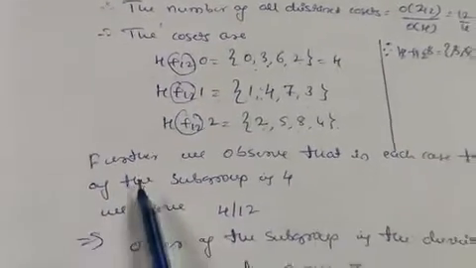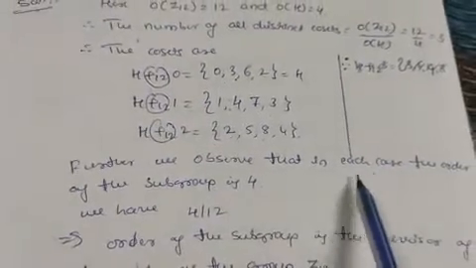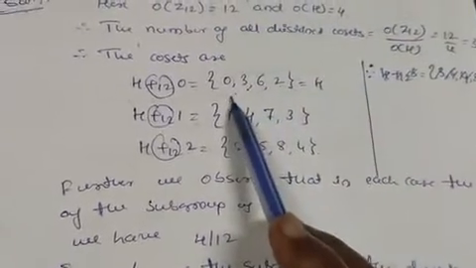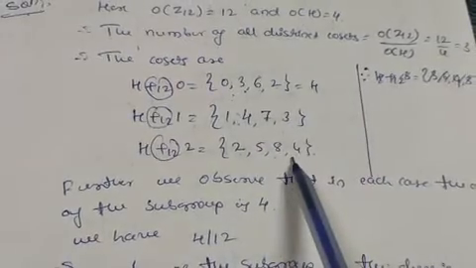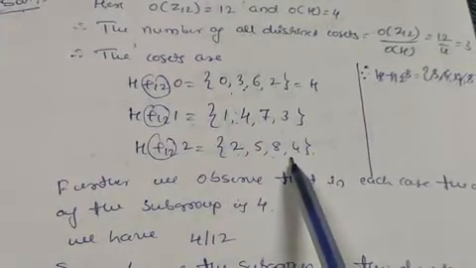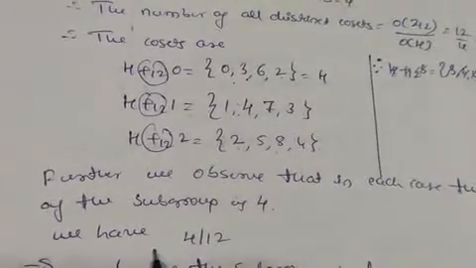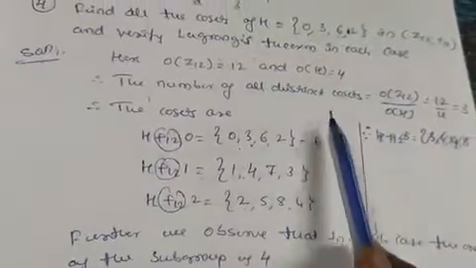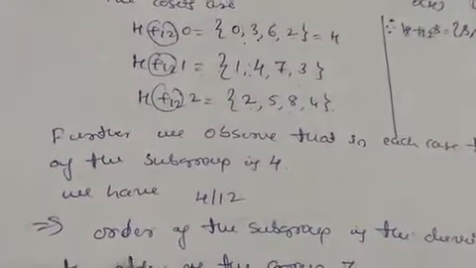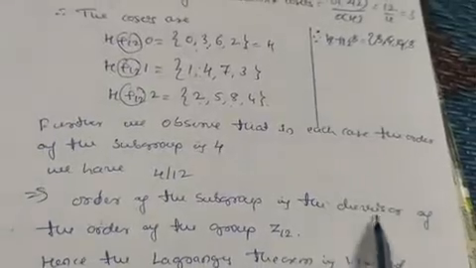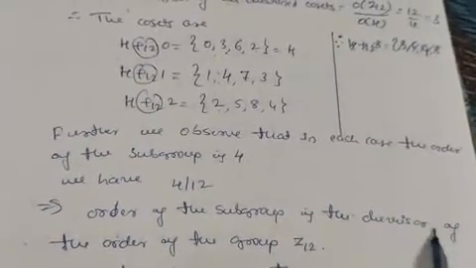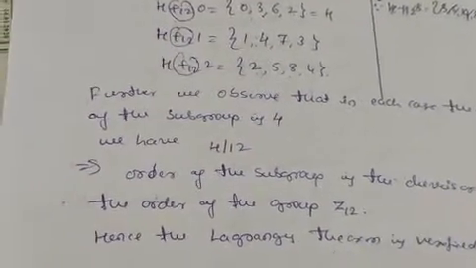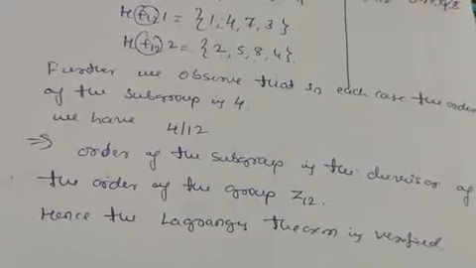And we have to verify here. Further, we observe that in each case, the order of the subgroup is 4. Here we can see the order of each subgroup is 4, meaning each subgroup contains exactly 4 elements. So here 4 divides 12. 12 is the order of Z12. So this implies the order of the subgroup is a divisor of the order of the group Z12. This is only the statement of Lagrange's theorem. So hence Lagrange's theorem is verified.